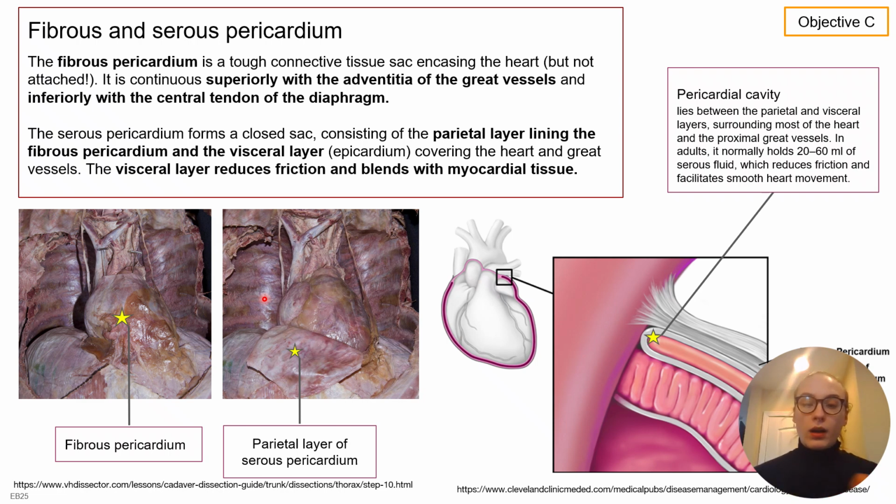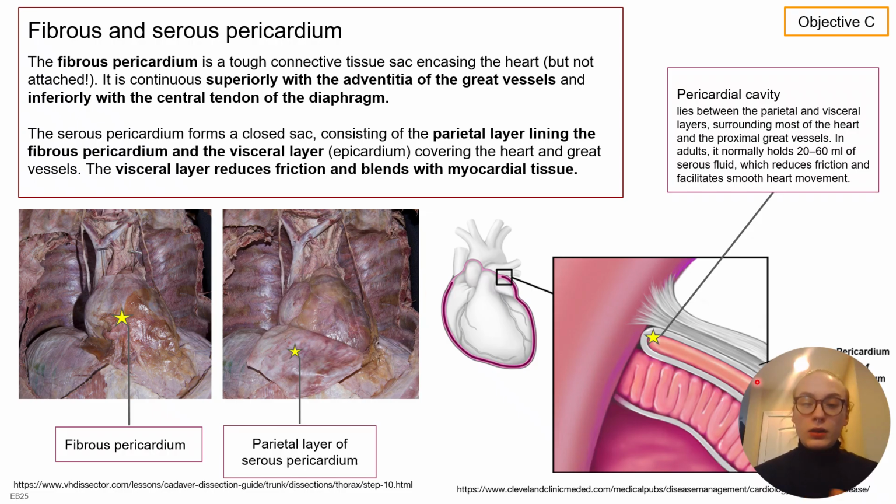The serous pericardium, if we cut into the fibrous pericardium and reflected it over, we would get to the serous pericardium. And so the layer that is attaching to the fibrous pericardium would be the parietal layer, and then we have the visceral layer, which would be the layer making contact with the heart.